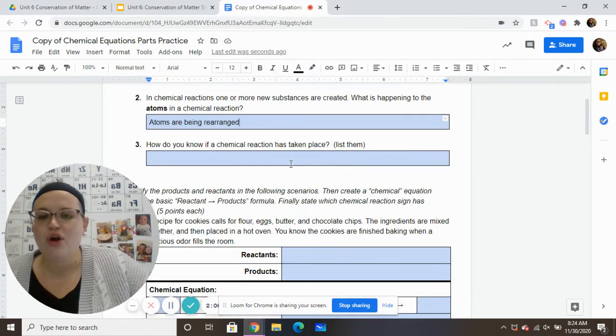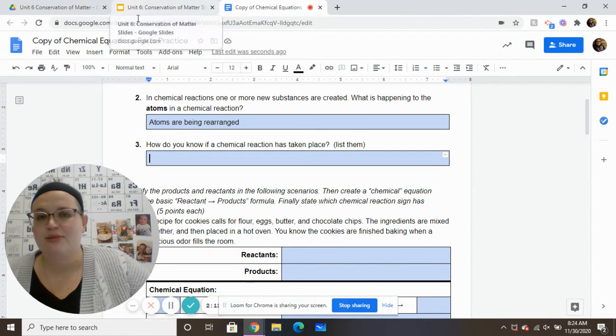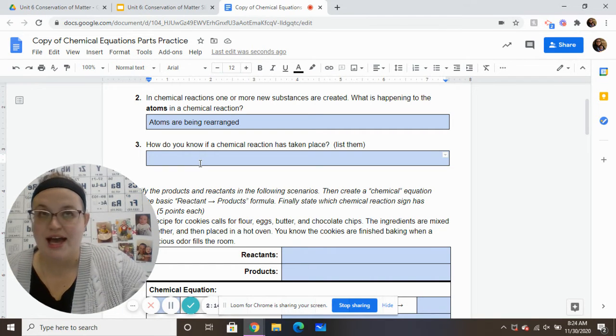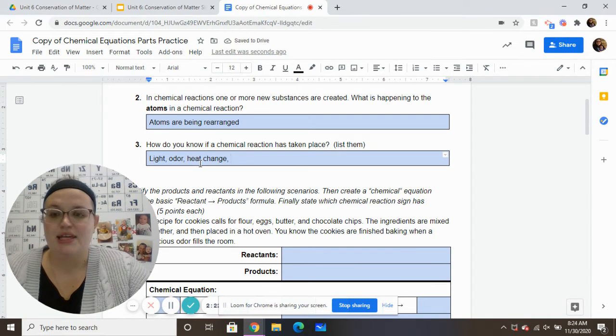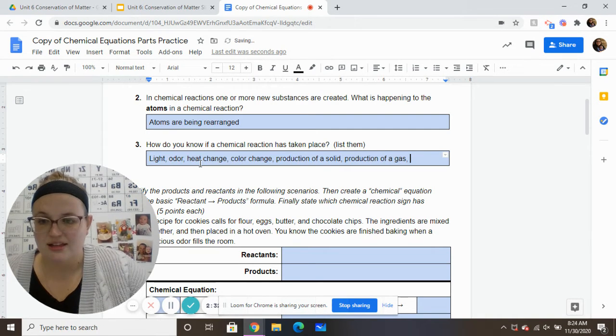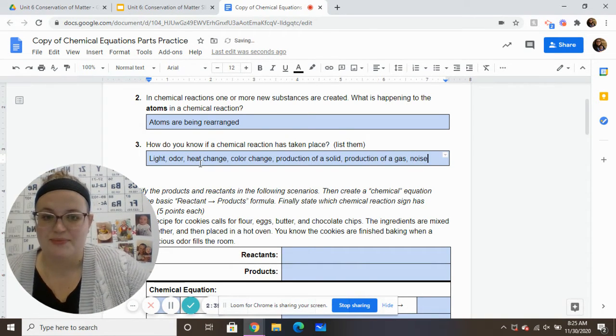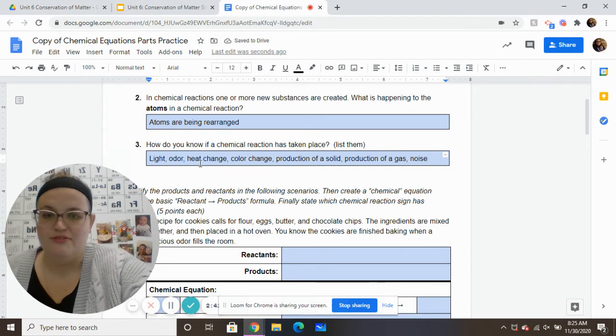All right, and then how do you know that a chemical reaction is taking place? There are those 7 signs again. Remember, if we looked at the previous slide, it said 7 signs. So we have, let's see, light, odor, heat change, color change, production of a solid, production of a gas. Let's see, 1, 2, 3, 4, 5, 6. Oh, what's the one we're missing? Noise. 7, 1, 2, 3, 4, 5, 6, 7.